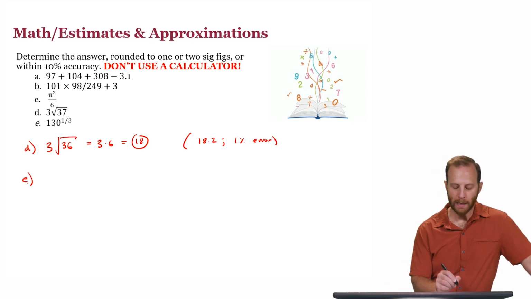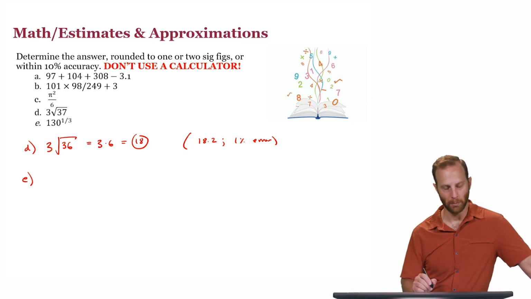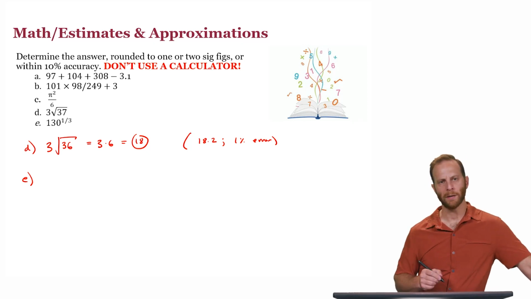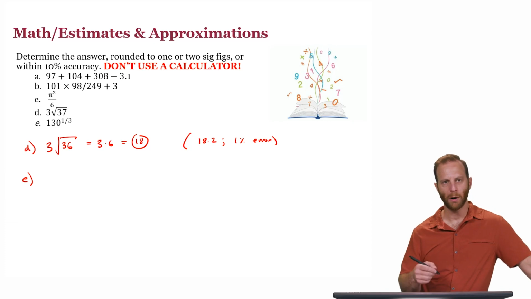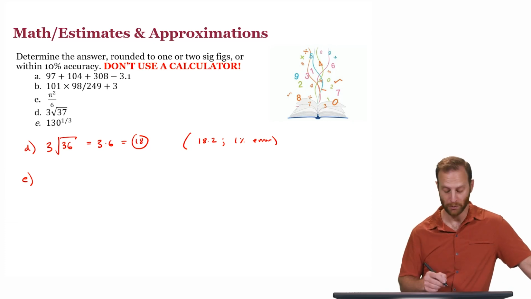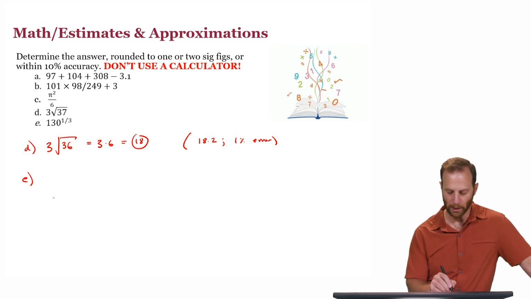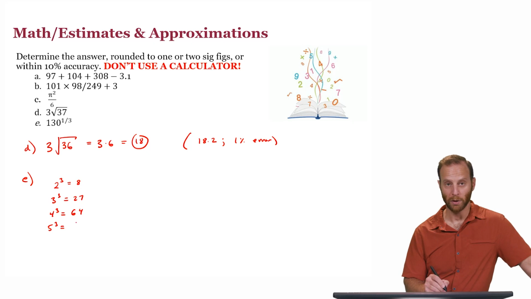Finally, E involves the cube root of a number. One way to think about these problems is to figure out what happens when you take the cube of certain numbers. So before we even begin, let's make a little list. 2 cubed is 8. 3 cubed is 9 times 3, which is 27. 4 cubed is 16 times 4, which is 64. 5 cubed is 25 times 5, which is 125.